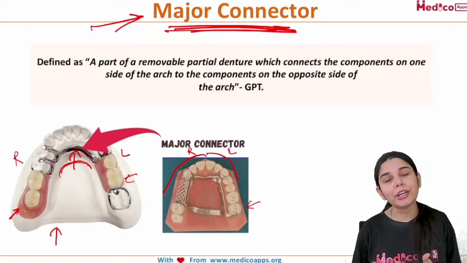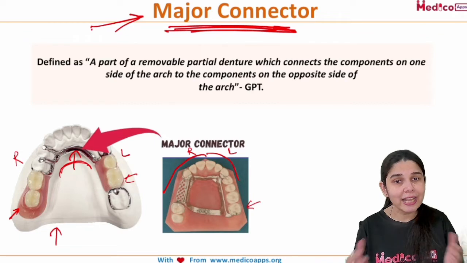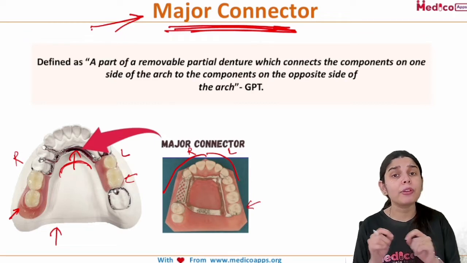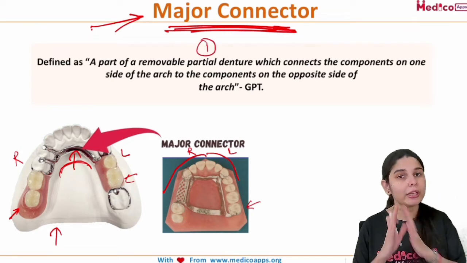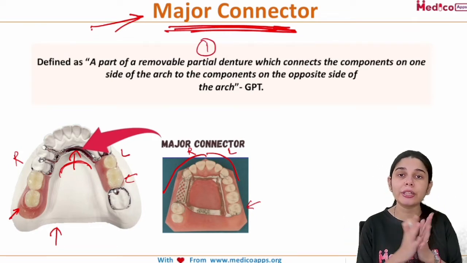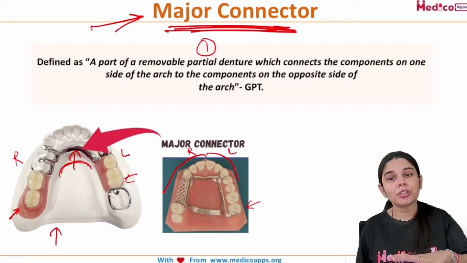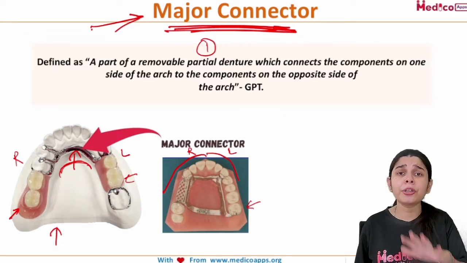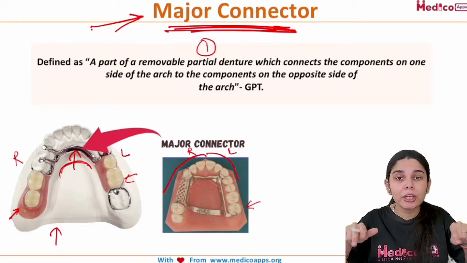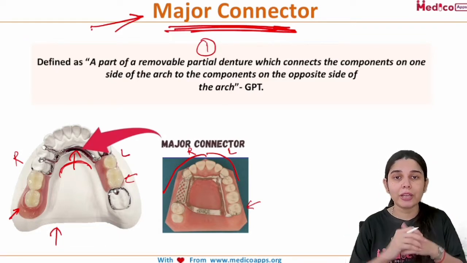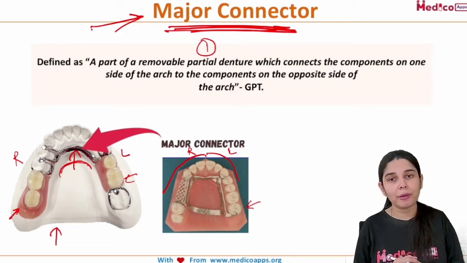Let's get into the definition of major connector. As I have just told you, it is a part of removable partial denture. This is the first key point. I have already told you how it is significant: whenever a removable partial denture is given, it is important to have rigidity and stability so that the forces can be equally distributed on both sides of the arch. So, the first key point is that it is a part of removable partial denture.